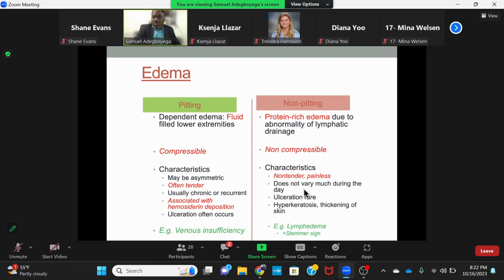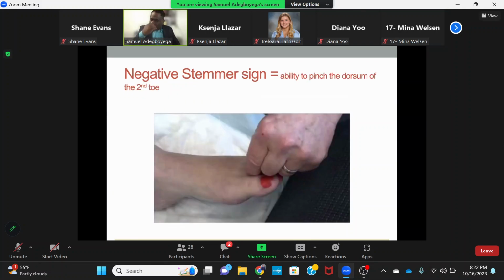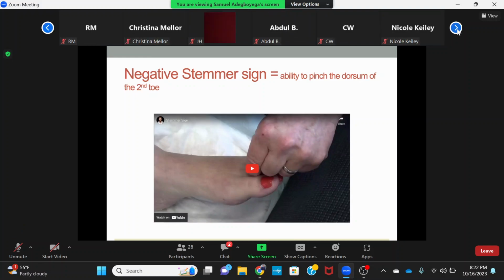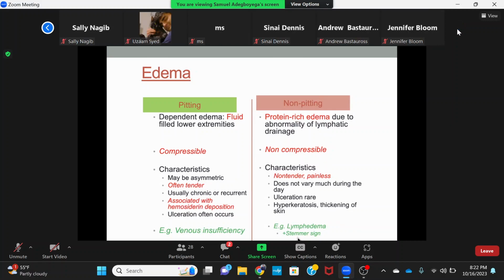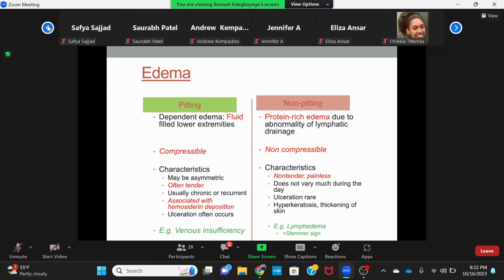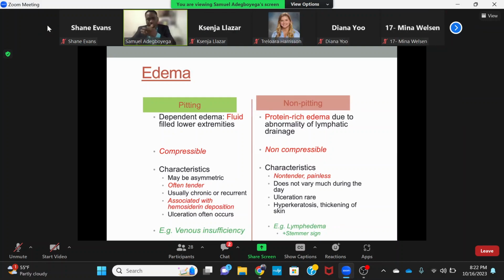But when it comes to the difference between non-pitting and pitting, it's your Stemmer sign. You guys remember Stemmer sign? A positive Stemmer sign is when you press on the base of the second toe and you can't compress it. That is what's called a positive Stemmer sign. The way to remember this is that the Stemmer sign was developed for lymphedema. So if you have lymphedema, you will have a positive Stemmer sign.